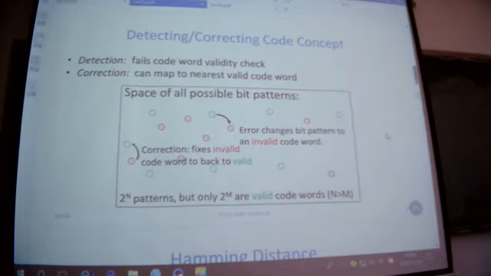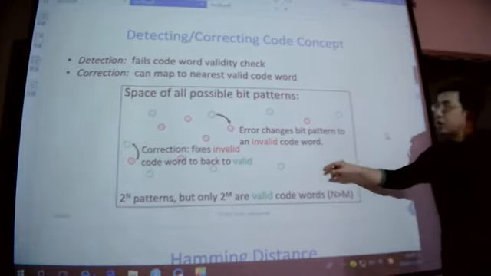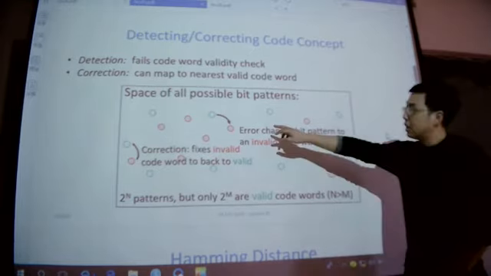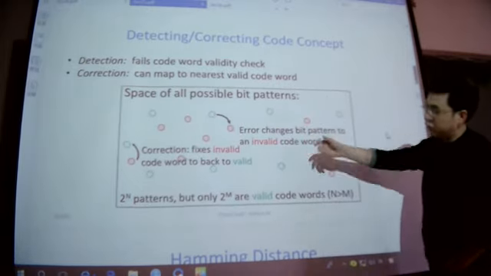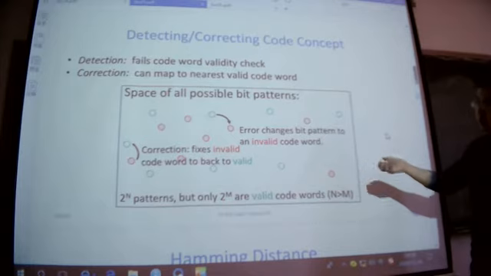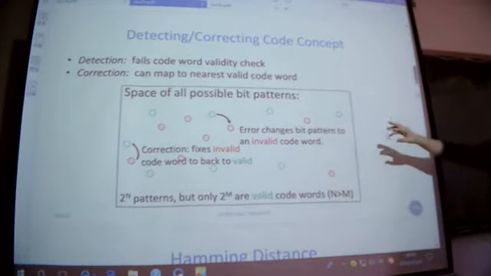Detection is to fail the code word validity check. Correction can map to a nearby valid code word. So we can see in the image, this image is the space of all possible bit patterns. The green circle and the red circle. The green circle is correct, valid. The red circle is error.